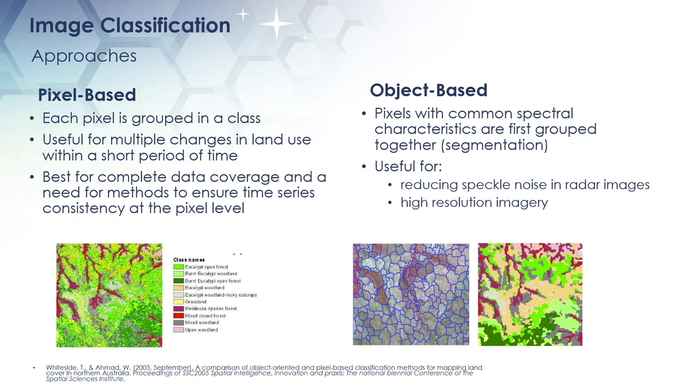This approach is also used more frequently on radar imagery to reduce speckle or noise in the image. It's especially useful for high spatial resolution imagery as well, because pixel-based approaches tend to be very noisy. The images below show the visual differences between the two approaches. On the left is the pixel-based approach, and on the right, you can see the same image that has been segmented and classified. It produces a much smoother image, as you can see.